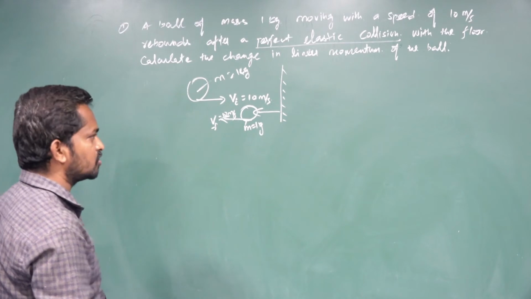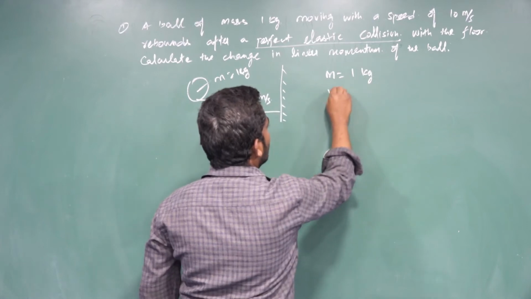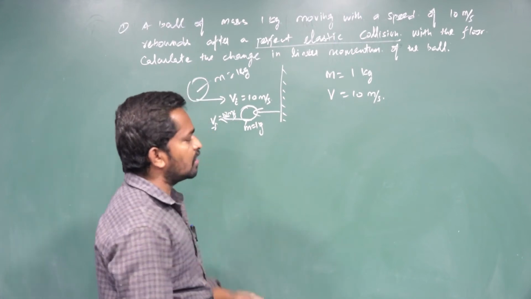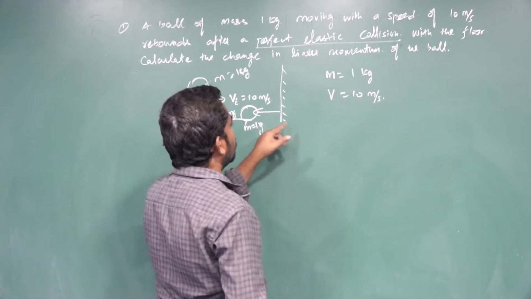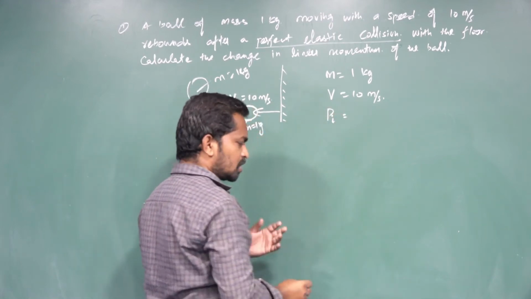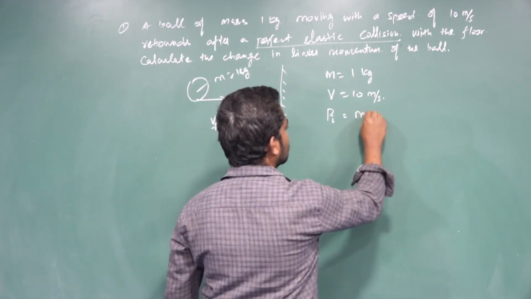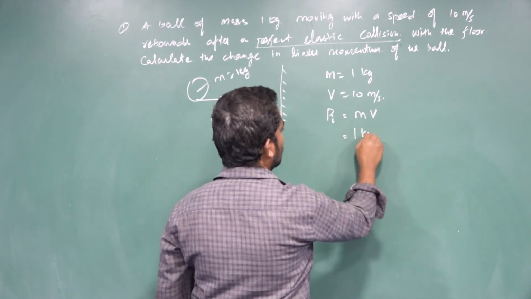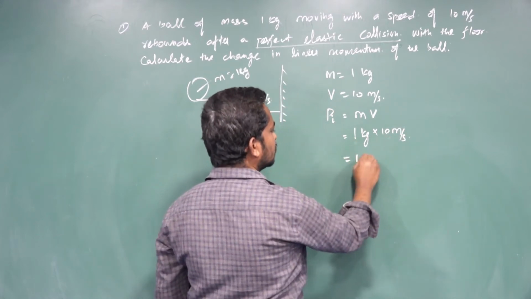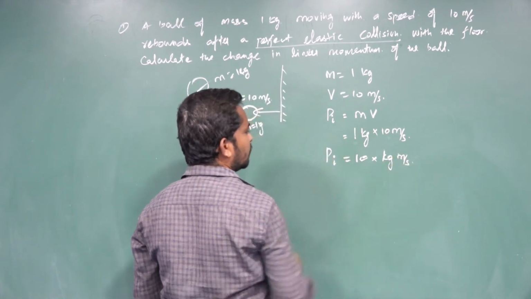First I want to calculate the initial momentum. The mass of the ball is 1 kilogram and the velocity is 10 meter per second. There is no change. Initial momentum means before collision. What is the formula? Momentum is equal to mass into velocity. So P initial equals 1 kilogram into 10 meter per second, which is 10 kilogram meter per second. This is the initial momentum.